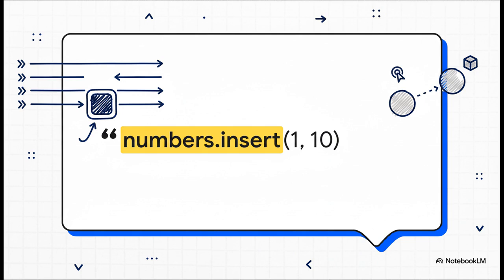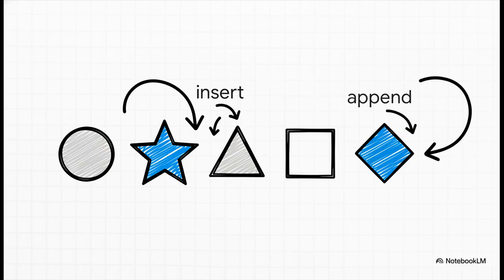This one's more like a surgical tool. It lets you pick the exact spot, the index, where you want to put your new item. So here, we're saying, hey, put the number 10 at index 1. And check out the results. The number 4 is at the very end, thanks to append. And the number 10 is now sitting at index 1, because insert put it there and helpfully shoved everything else down the line to make room. We've totally transformed our list.